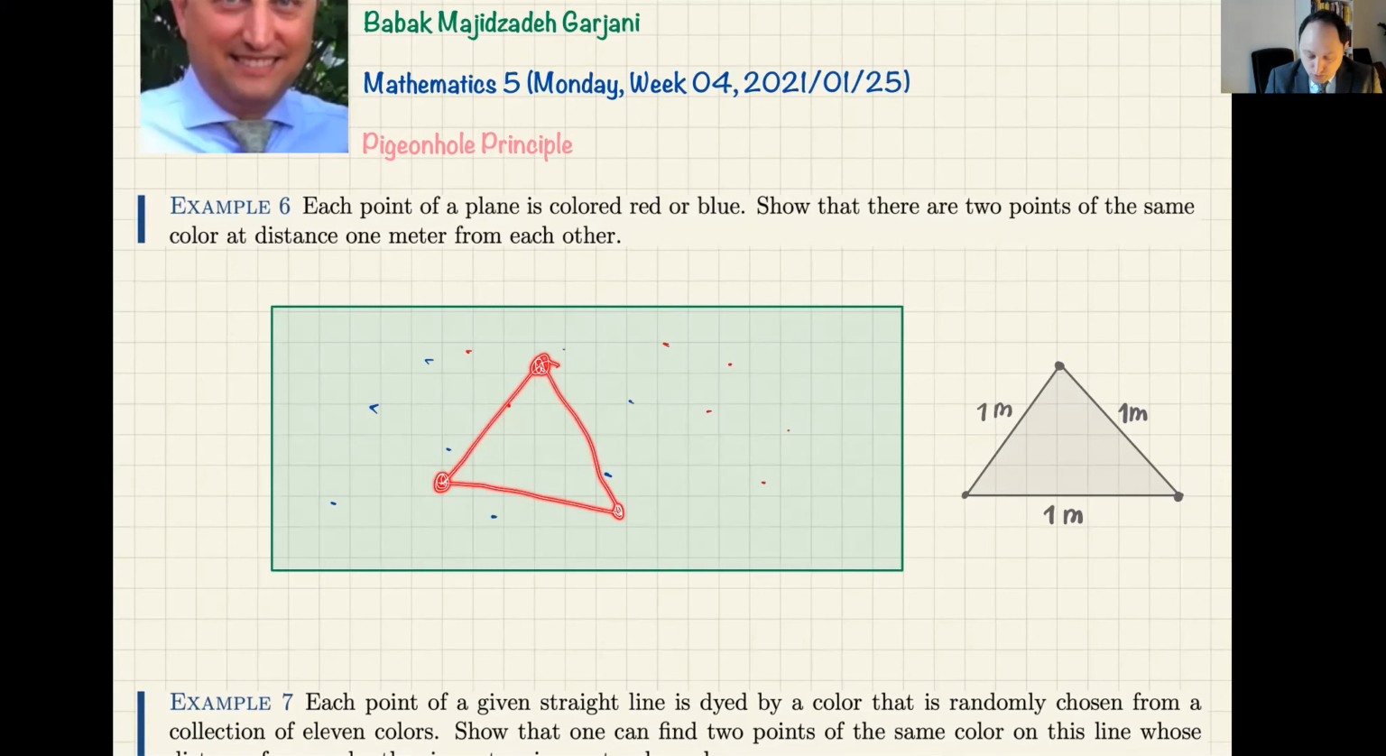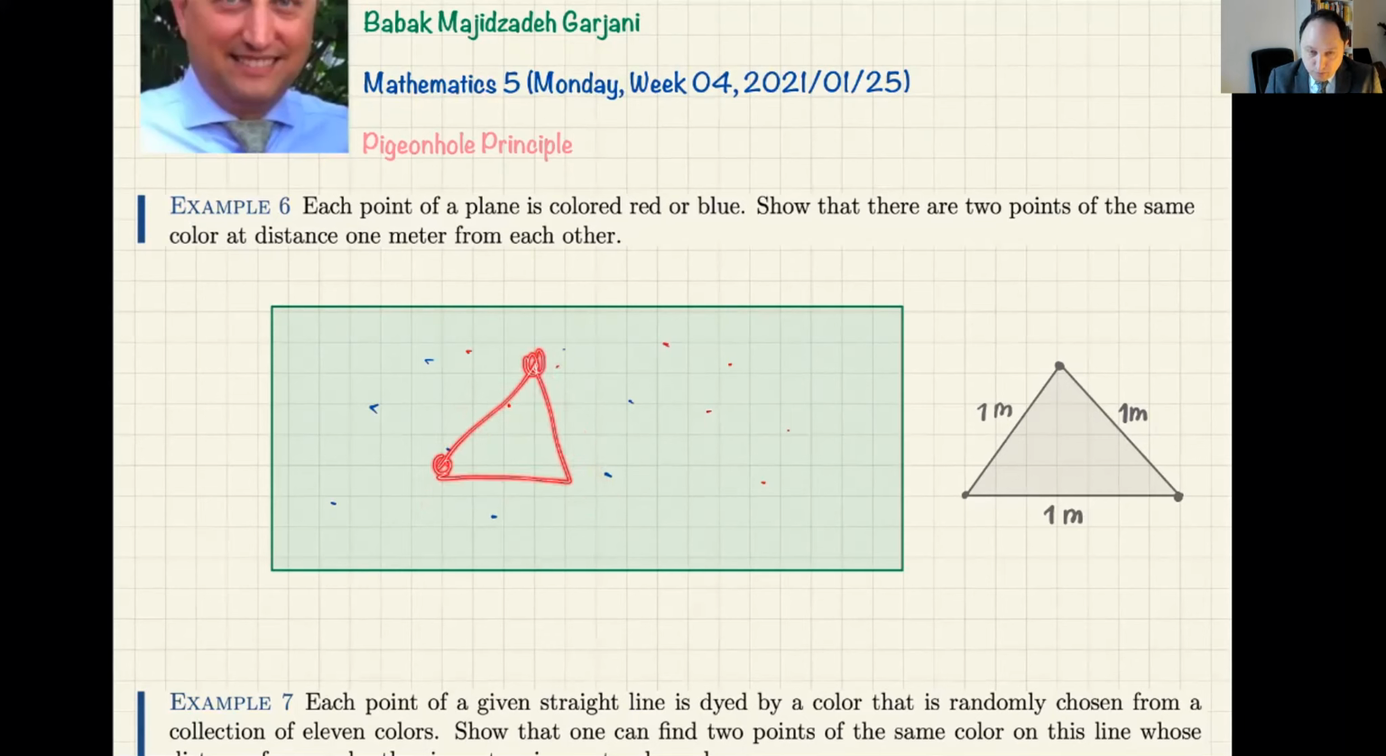Okay, say these 2 are blue. Then exactly the distance between these 2 points is 1 meter. It might happen that these 2 are red. Okay, no problem. Still, I have 2 points with the same color red, which the distance between them is exactly equal to 1 meter. It might happen that these are different.